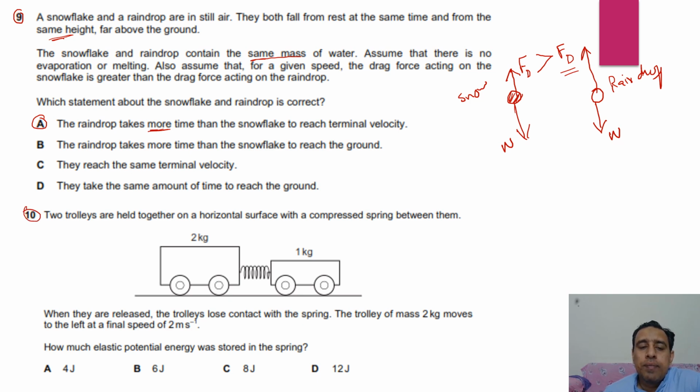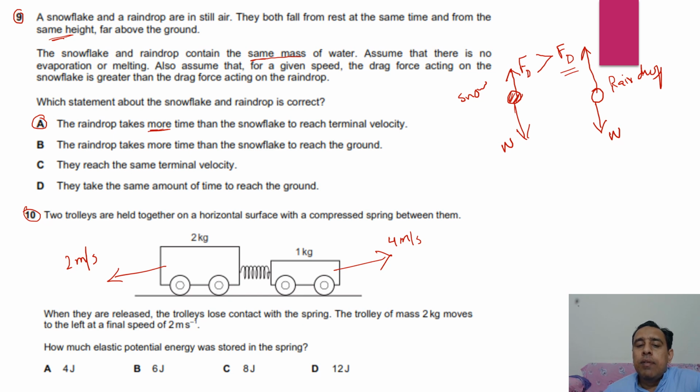Now question number 10. We have these two masses attached to each other on a horizontal surface, with a compressed spring between them. When they are released, the trolley loses contact. The trolley of mass 2 kg moves to the left, and its speed is 2 meters per second. Definitely the other mass will move in the opposite direction. The mass is half, so the speed must be double to conserve momentum. If this is 2, the velocity of the smaller mass must be 4. So the momentum is equal and opposite on both sides.